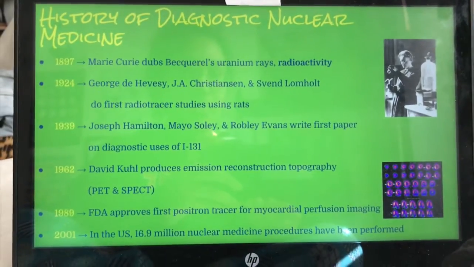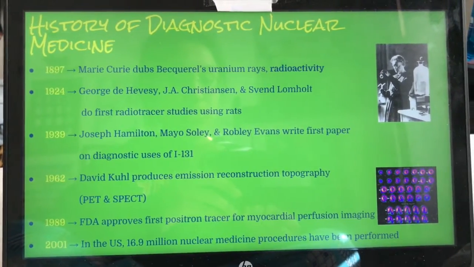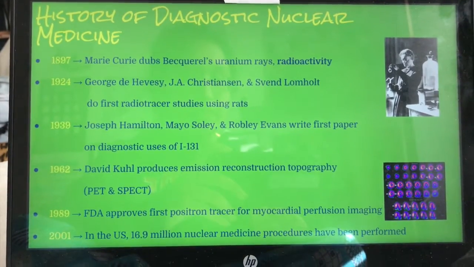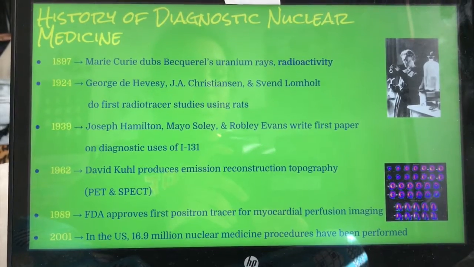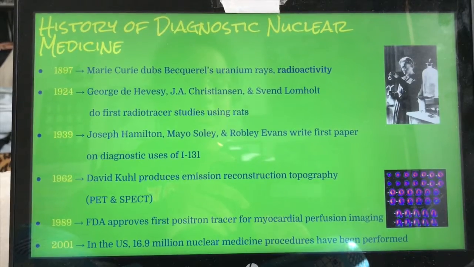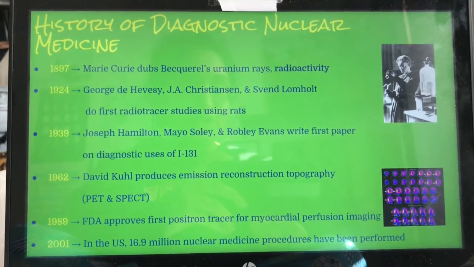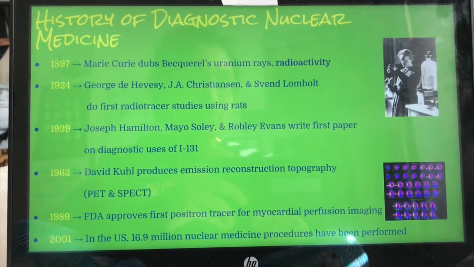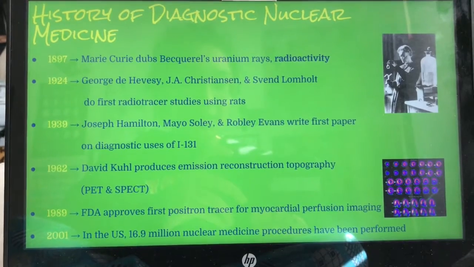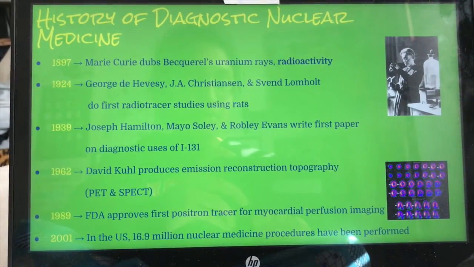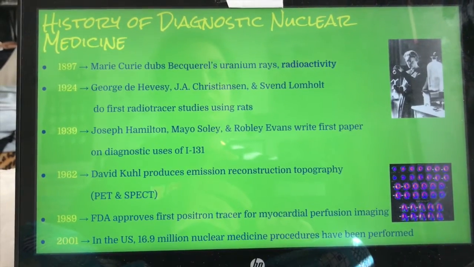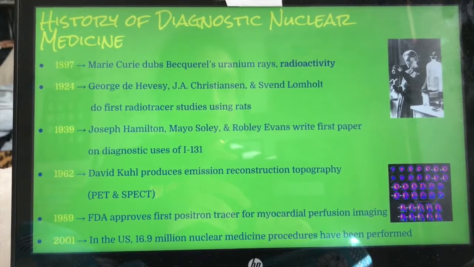So, the history of diagnostic nuclear medicine. These are just some monumental times. There are several other examples, but in 1897, Marie Curie dubs Becquerel's uranium rays radioactivity. In 1924, George de Hevesy, J.A. Christensen, and Sven Lomholt did the first radiotracer studies using rats. In 1939, Joseph Hamilton, Mayo Soley, and Robley Evans wrote the first paper on diagnostic uses of radioactive iodine.